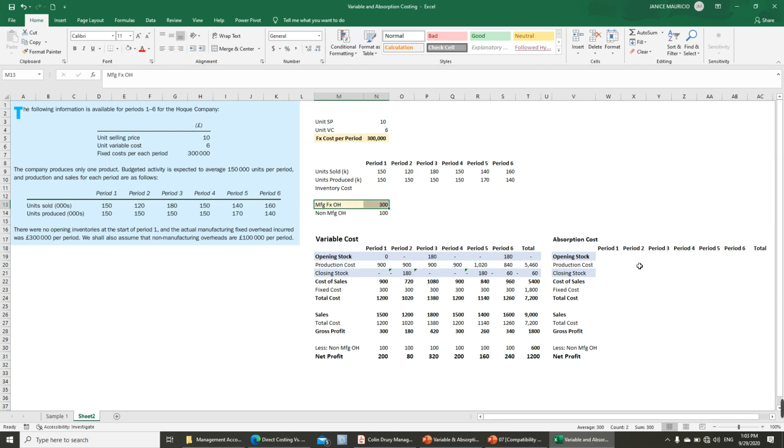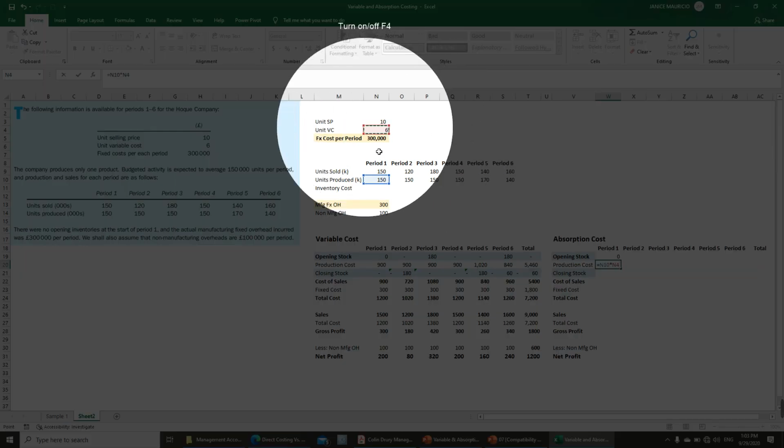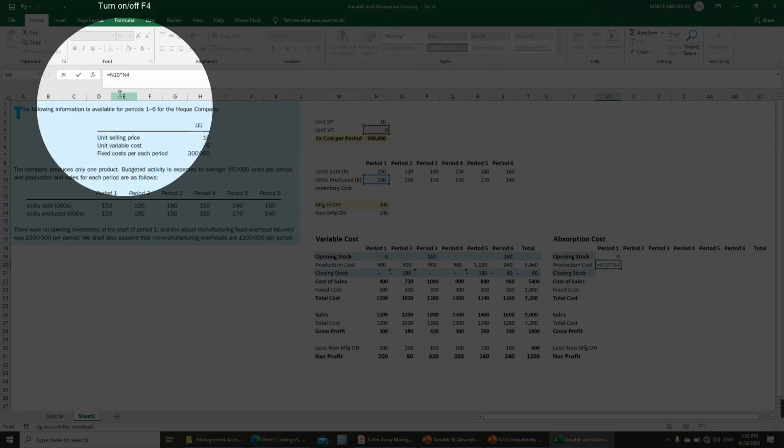Okay? Now, let's try to redo the same problem, but what we will do is use the absorption costing principle. So the same, there's no opening stock. Now, the production cost will be different. So the production cost will be units produced times the unit variable cost. Let's try to fix it. So units produced times unit variable cost.